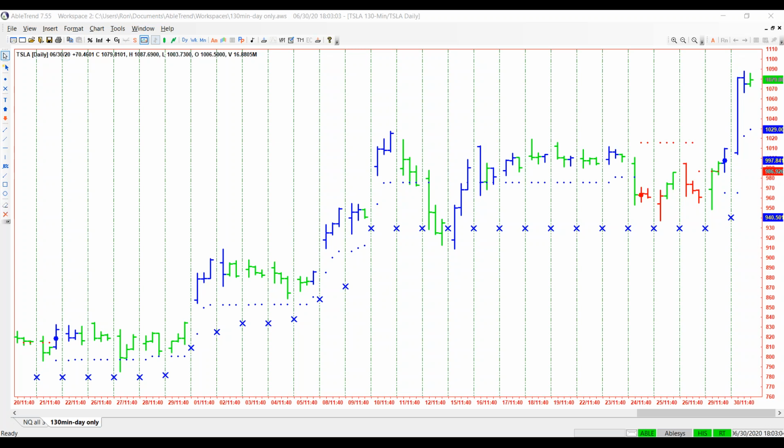And this is a pretty sweet looking chart. This is great for swing trading stocks. A lot of people like to do that, which is very popular for option traders. AbleTrend's going to work really well for that.